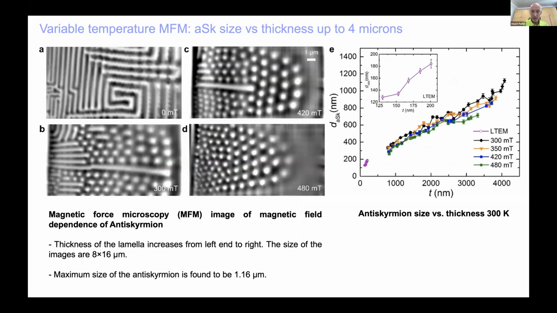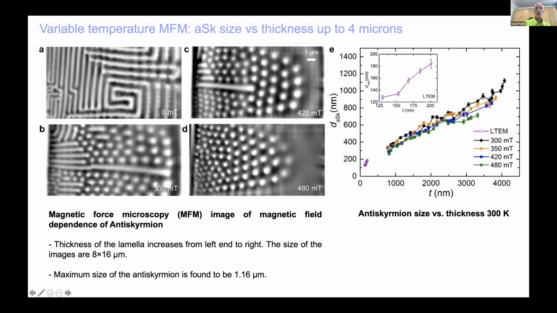Now, by changing the magnetic field perpendicularly, we can actually stabilize the antiskyrmions. And these are data from the same lamella, where shown on the top left is the helical phase in zero field. And as we increase the field to 300 millitesla, to 420, to 480, you can see the helical phase disappears depending upon the thickness. And we see the antiskyrmions, which in the magnetic force microscope look just like little bubbles. And then eventually we see antiskyrmions in D, and you can see the size.